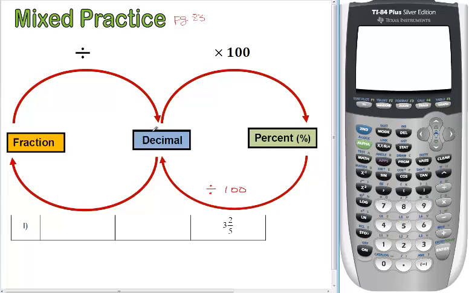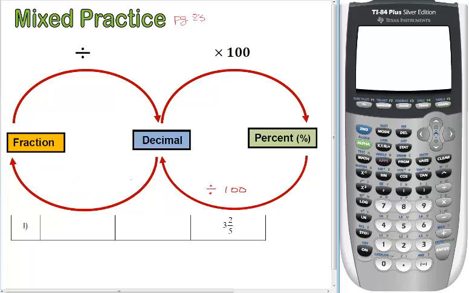And from decimal to a fraction, if it's one decimal place, put it over 10 and reduce. If it's two decimal places, put it over 100 and reduce. If it's three decimal places, drop the decimal point and put it over 1,000 and reduce, and so on. If it's four decimal places, 10,000. So that's basically what we do.